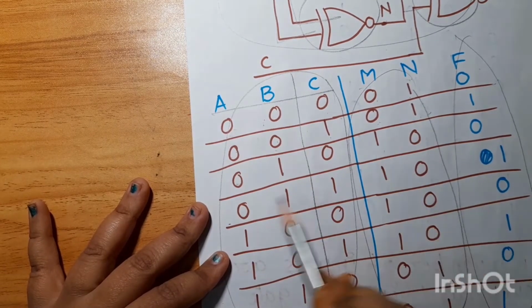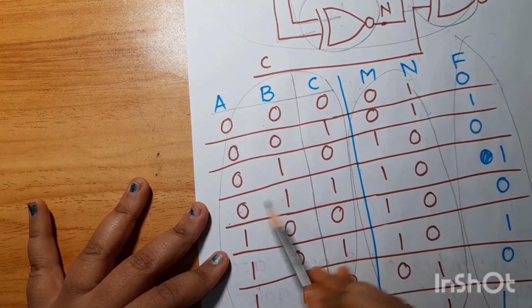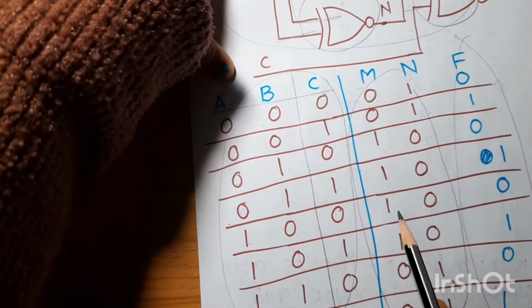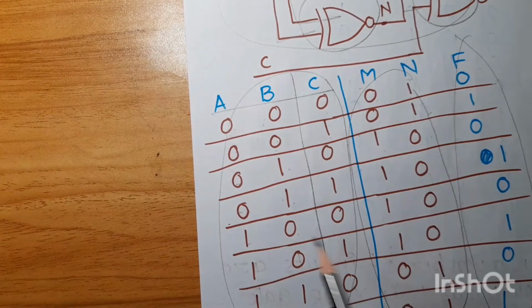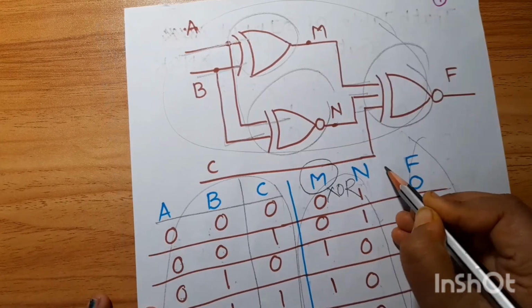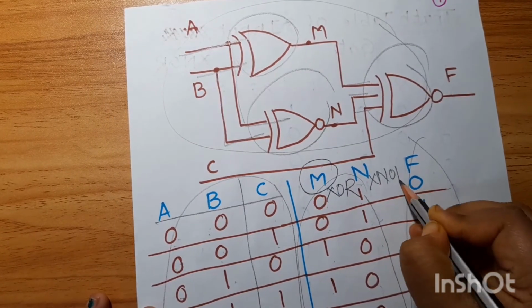0, 1, 1, 0, 1. 0, 1, 1, 0, 1, 0, 0, 1, 0. 1, 0, 1, 1, 0, 1, 1, 0, 0, 1, 0, 0, 1, 1, 0, 1, 1, 0, 1, 1, 1, 1, 1, 1. M is the XOR gate output, N is the XNOR gate output.